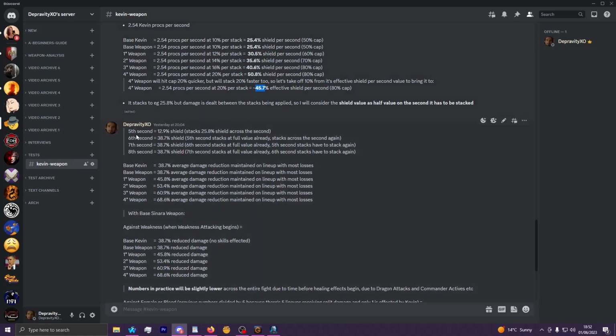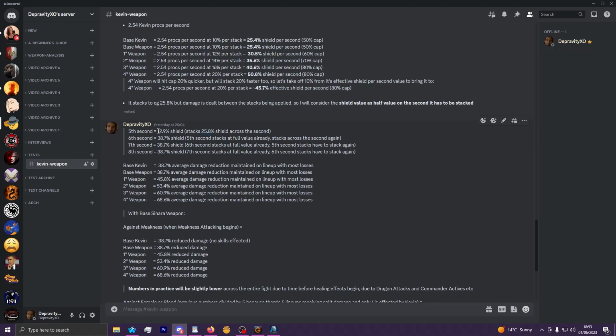Then, using these numbers, this is how it would play out in practice. So, this in this scenario is the first second of fighting. So, of course, you'll stack it all the way up in that 1 second to this average. In practice, you could stack it all the way to 50, you could stack it not at all. But on average, it would be this.